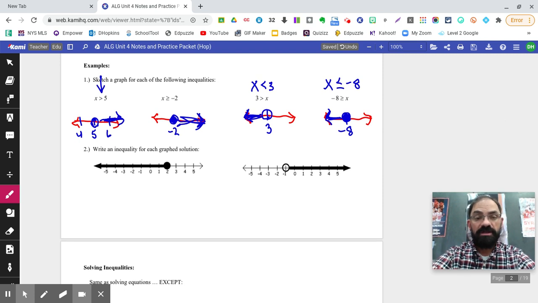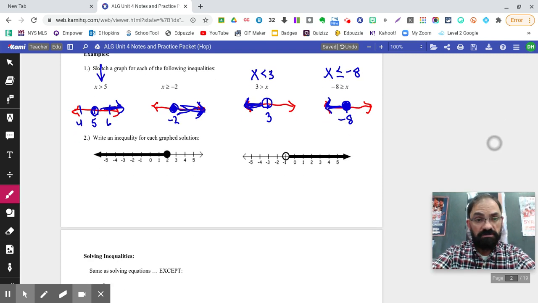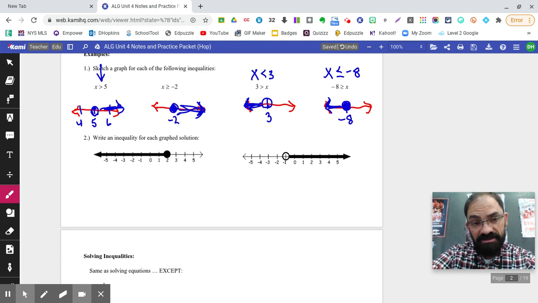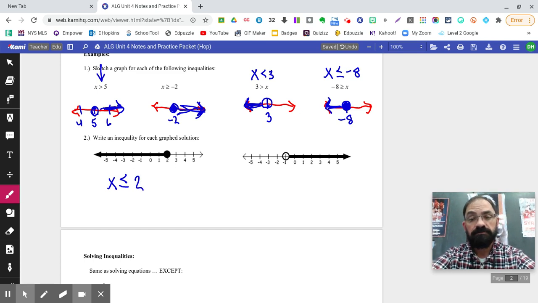Write the inequality for each graphed solution. So x's, since I'm shaded this way, less than or equal to, because it's a closed circle, at 2. This next one, x's are greater than, because I'm shading to the right. It's not equal to, it's an open circle.